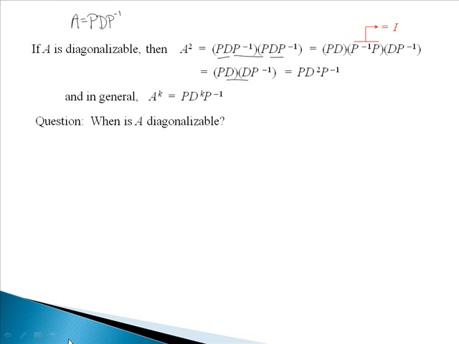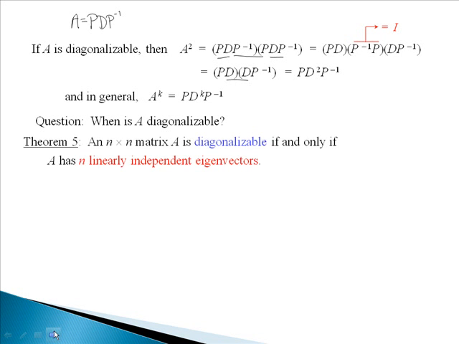So we have a question then. When is A diagonalizable if we're given a matrix A? To answer that, we have a theorem, Theorem 5. An n by n square matrix A is diagonalizable if and only if A has n linearly independent eigenvectors. So the dimension of the matrix is how many linearly independent eigenvectors we need to have.